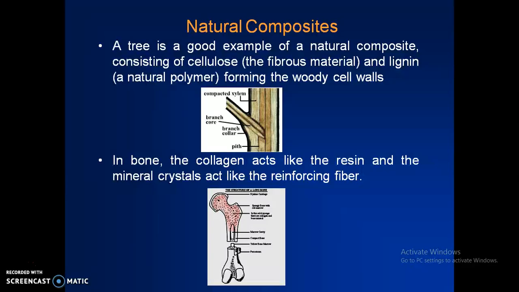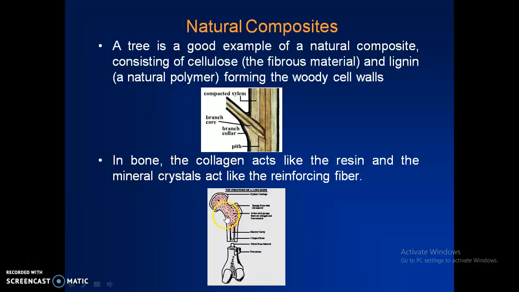And what are the common examples of these composites? Natural composites occur in nature. A tree is a good example of a natural composite. It contains cellulose, the fibrous material, which is basically the reinforcement, and lignin, which acts as a binder. This fibrous material is a natural polymer forming the woody cell walls. So a tree is the best example of a natural composite.